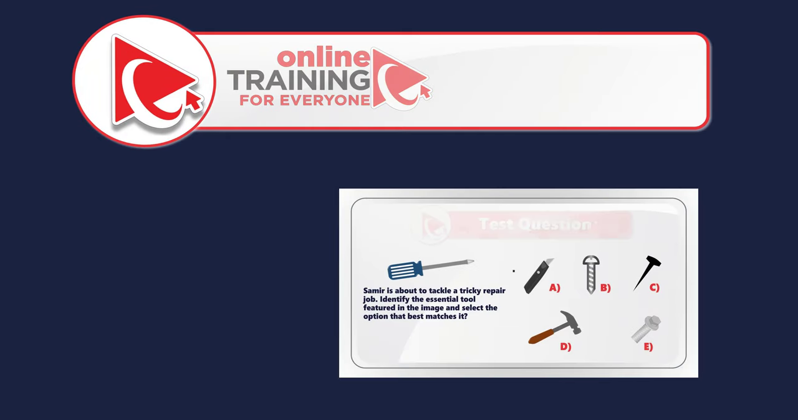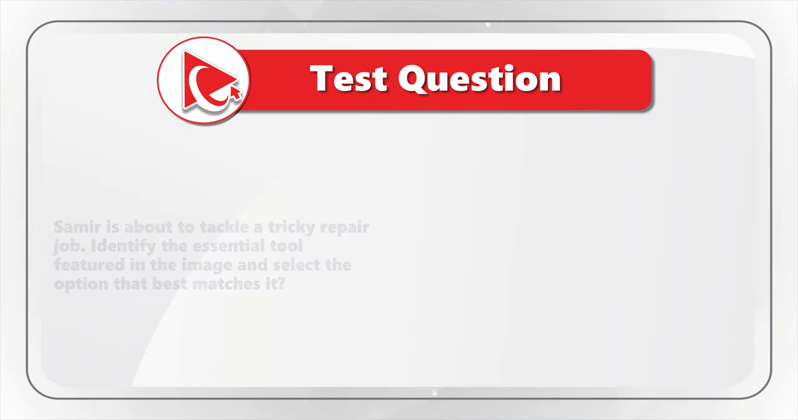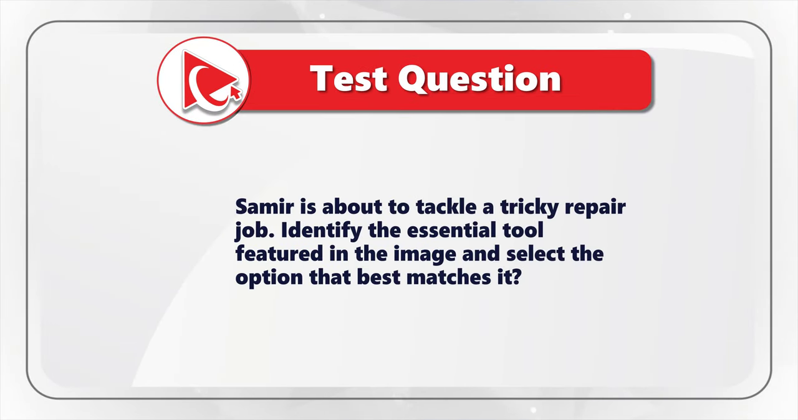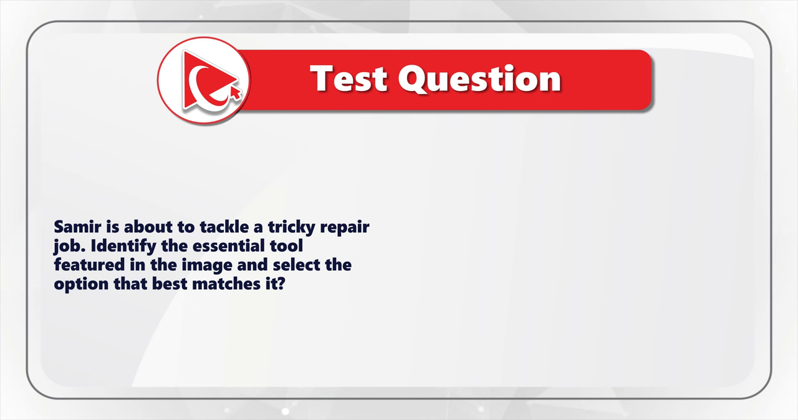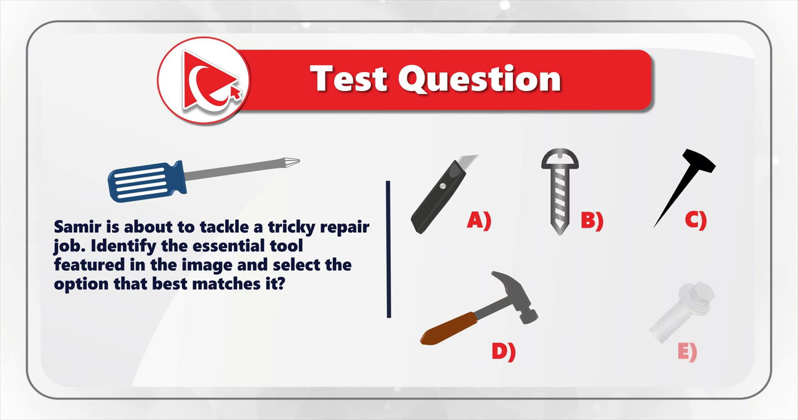Here's a very interesting question where you need to demonstrate your knowledge of tools and their uses. Samir is about to tackle a tricky repair job. You need to identify the essential tool featured in the image and select the option that best matches it. You're presented with five choices. Choices A, B, C, D, E. Take a close look to see if you can come up with the answer.